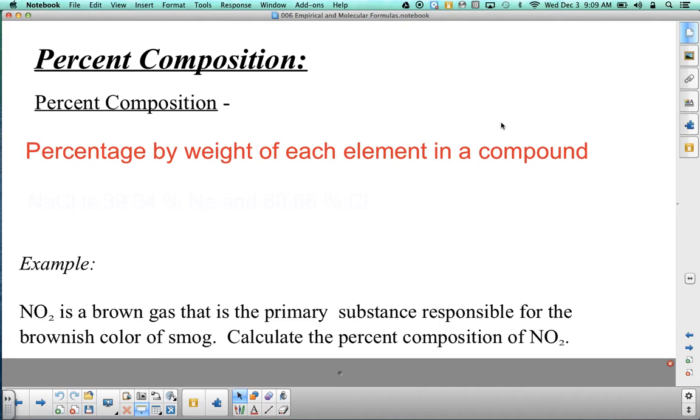For example, the percent composition of sodium chloride is 39.34% sodium and 60.66% chloride. Although the compound is made of one sodium ion and one chloride ion, the percent chloride is much higher because a chloride ion is so much heavier than a sodium ion.